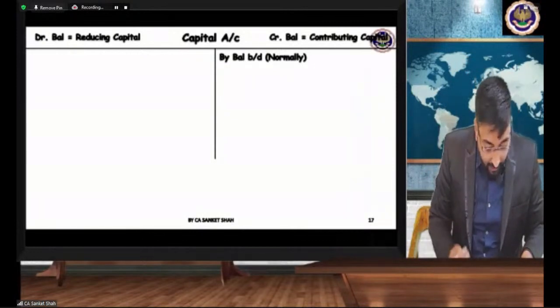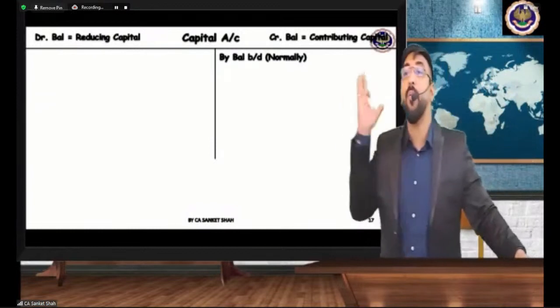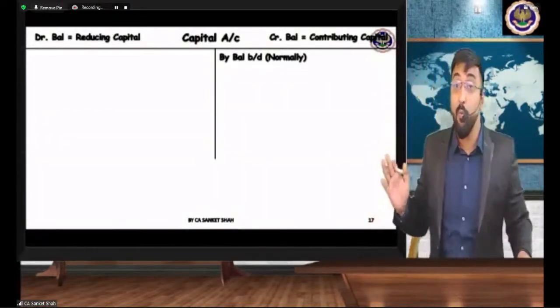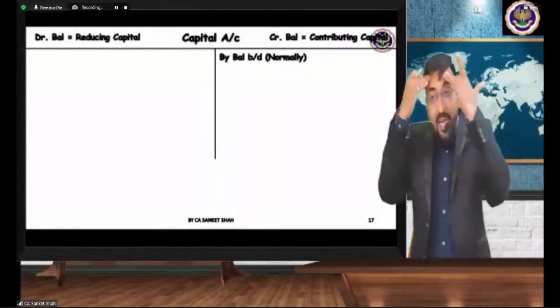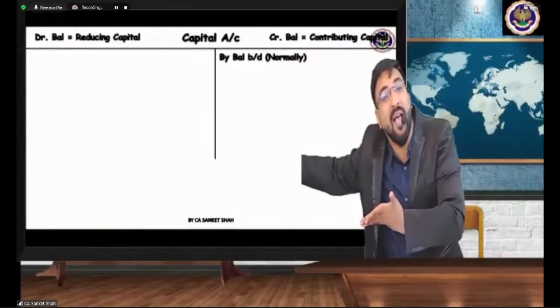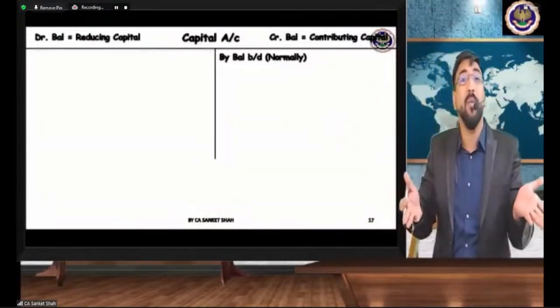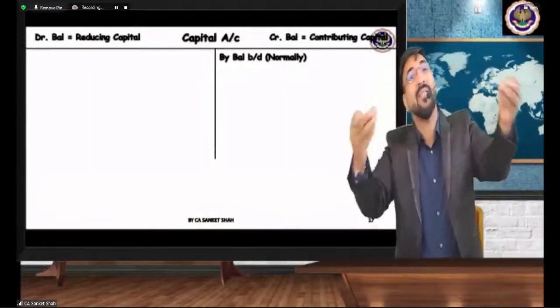Okay. Capital account is a personal account, beta. Capital account is a personal account. So someone is asking me, sir, it is nominal. अरे nominal account जो P&L में जाता है, nominal account is transferred to P&L. जो balance sheet में होता है ना, वो पूरा personal and real account.